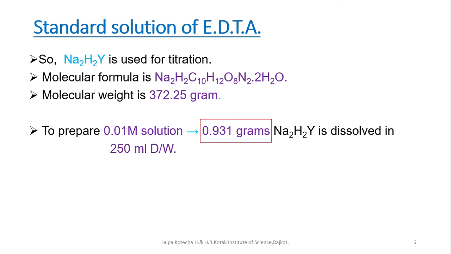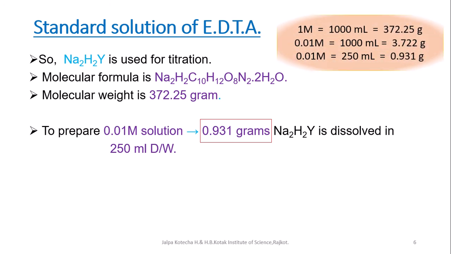So this we can prepare using the factor. For molarity, 1 molar in 1000 ml requires 372.25 grams, because it is molarity, we are taking the molecular weight. So how many grams do we require to prepare 0.01 molar of the solution? It gives 3.722 grams. Now if we want to prepare 250 ml of 0.01 molar, we require 0.931 grams of the disodium salt of EDTA.